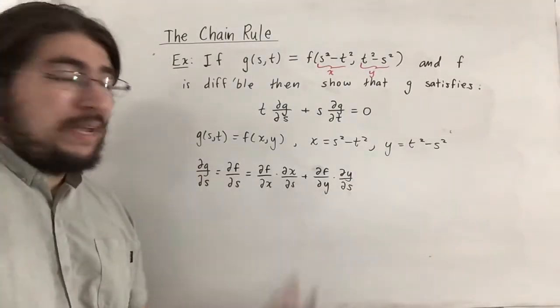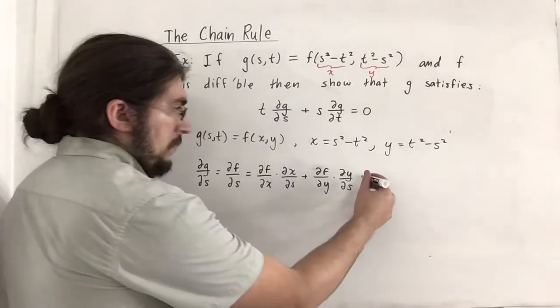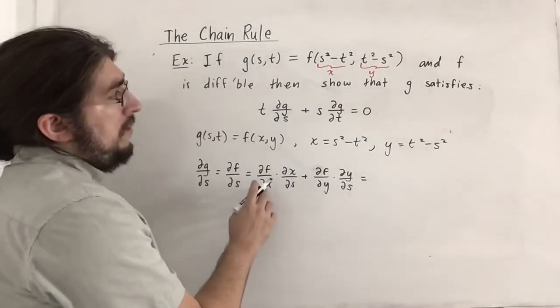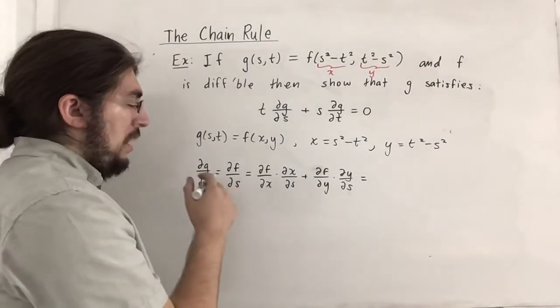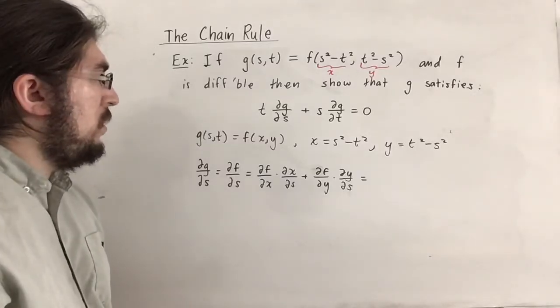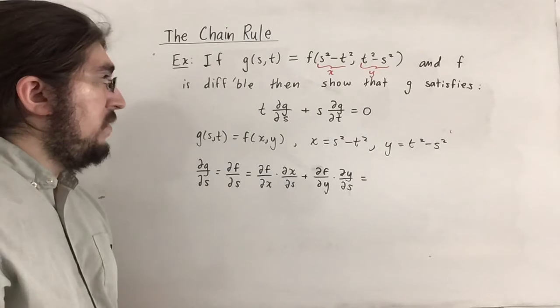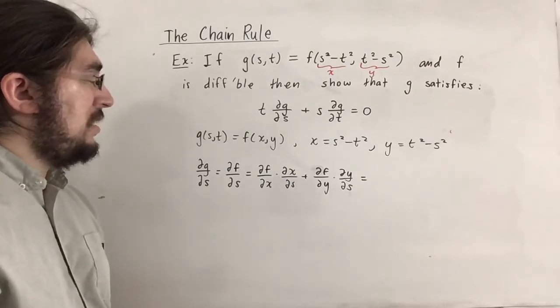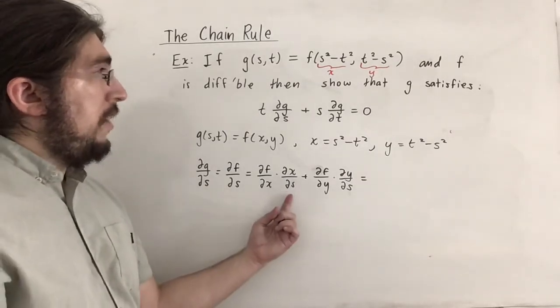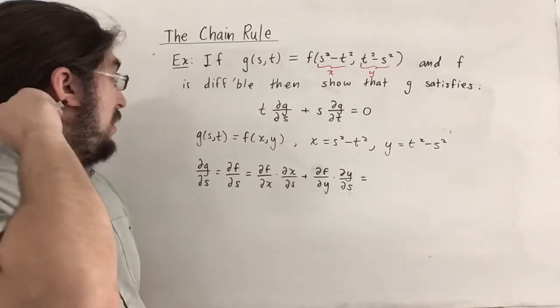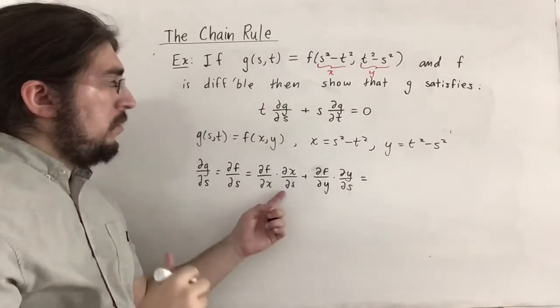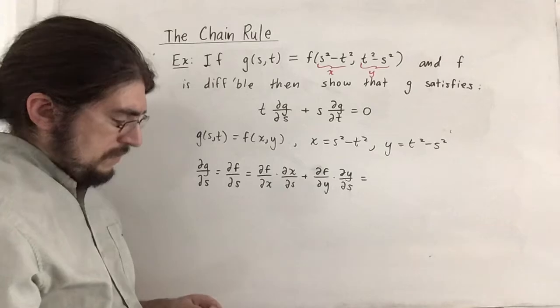But now figuring out what each of these are is a little crazy. It's not too bad, but let's see. Partial f partial x. So the problem is we don't know what that is because we don't have an explicit form for the derivative of f with respect to x. But we do for x. We know x is s squared minus t squared. So at least we know this guy.